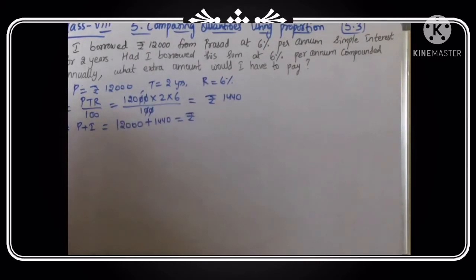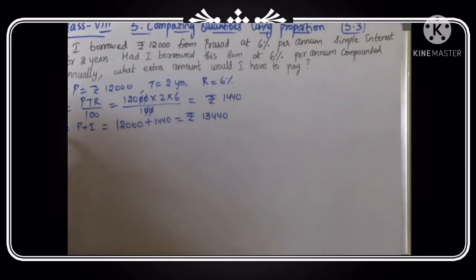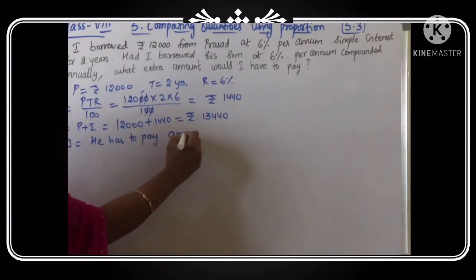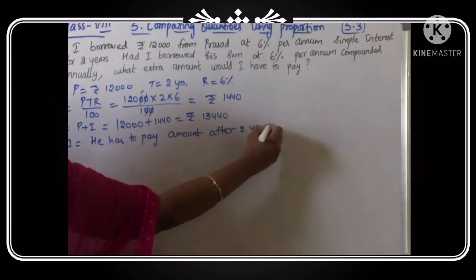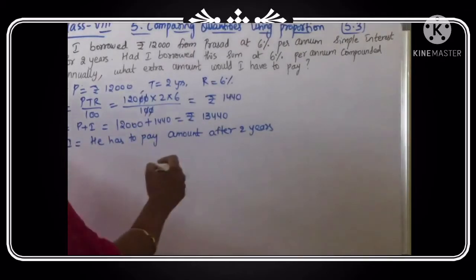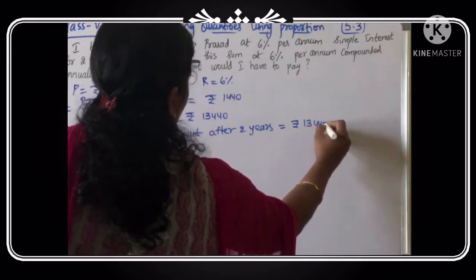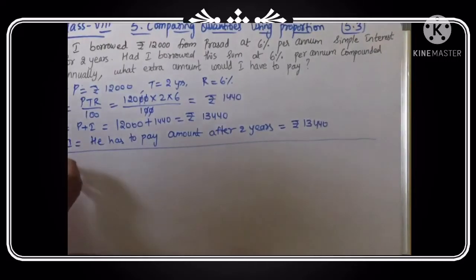When you add, you will get 13,440. So this is for simple interest, and the amount he has to pay after 2 years is nothing but rupees 13,440. So this is the first part, children. Now we will find for compound interest.